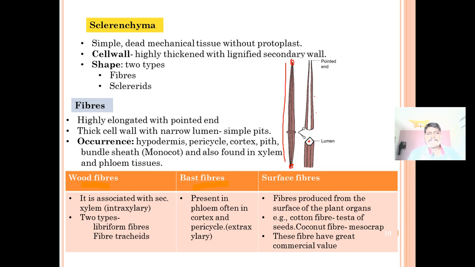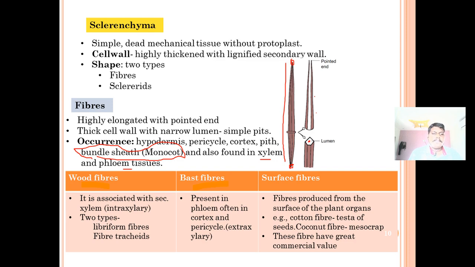As for occurrence, fibers are found in the hypodermis, pericycle, cortex, and pith. The bundle sheath of monocots is made up of fibers. They are also found in xylem: if associated with xylem, we call it xylem fiber, and if associated with phloem, we call it phloem fiber. Based on position, fibers are classified into wood fiber, bast fiber, and surface fibers. Wood fiber is associated with the secondary xylem.